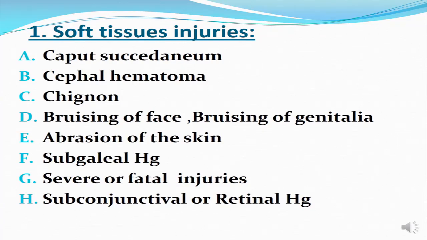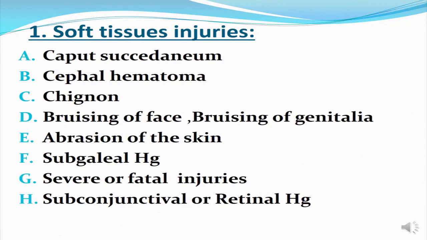Chignon is the bruising over the scalp after vacuum extraction. Bruising of the face might occur when the baby comes as a face presentation, and there is ecchymosis on the face, which might be misdiagnosed as cyanosis. Bruising of the genitalia might occur following repeated PV examination in a breech presentation.